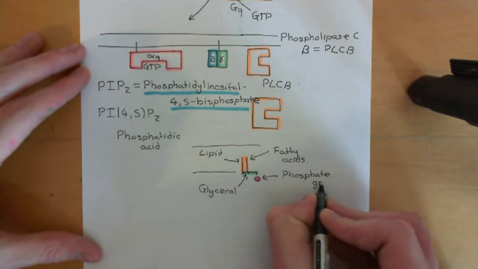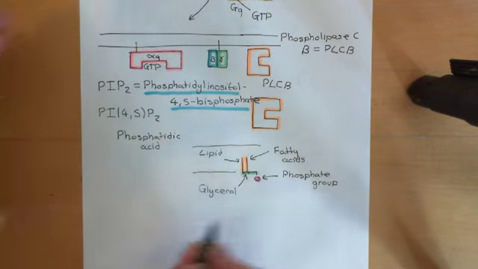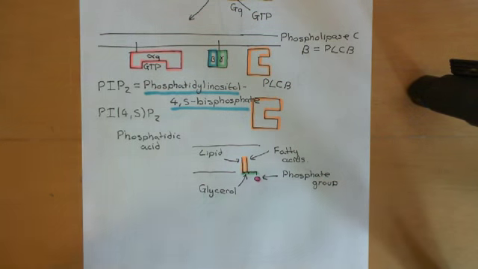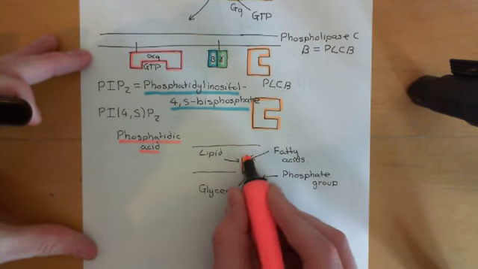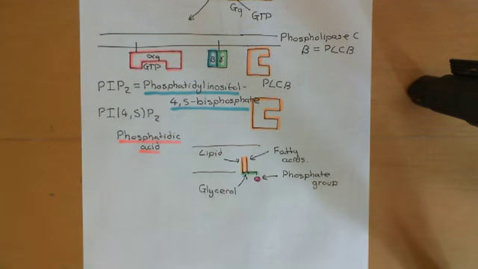Okay, so this is why phosphatidic acid is considered a phospholipid. It has the two components that you need in order to be a phospholipid, which is a phosphate group and a lipid group, and you've got two lipid groups, so it certainly fulfills that criterion. Okay, right, so that's phosphatidic acid.